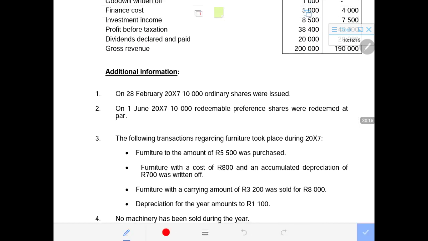It says first that on the 28th of February 2007, 10,000 ordinary shares were issued, and we don't know at what price these shares were issued. Let me first read the second adjustment to see if there is no further adjustment regarding the issue of the ordinary shares. On the 1st of June 2007, 10,000 redeemable preference shares. So now these are the preference shares. That means this is the only transaction that has to do with the ordinary shares.